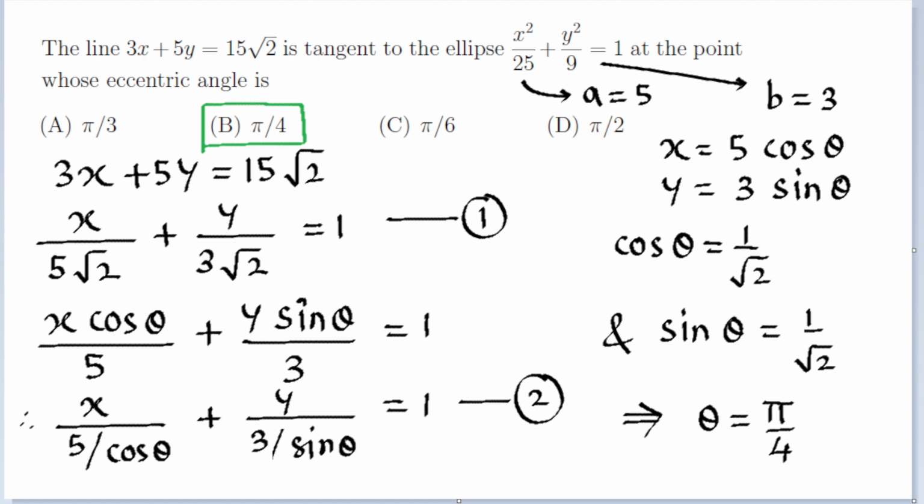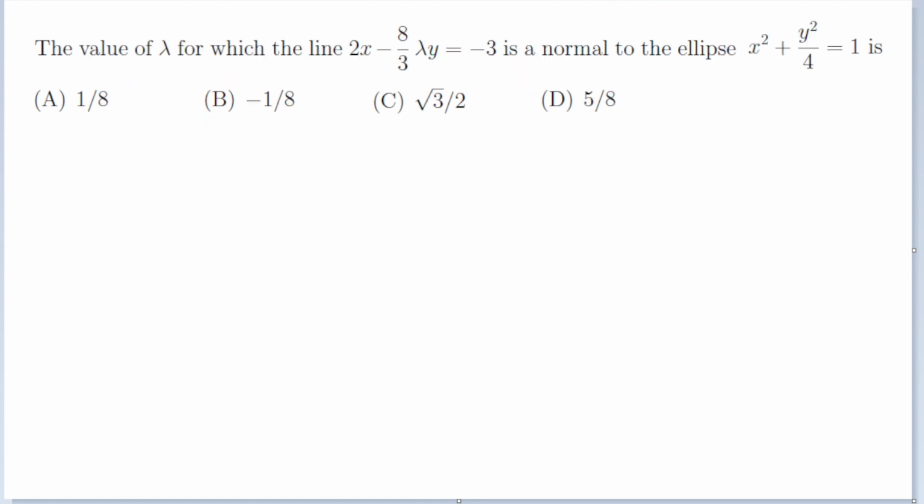Let's go to the next question now. The question says the value of lambda for which the line 2x minus 8 by 3 times lambda y equal to minus 3 is a normal to the ellipse x square plus y square by 4 equal to 1 is which of the following, right? So we have to find a particular value of lambda so that the given line is a normal. Now looking at the equation of the ellipse, we can easily figure out that the value of a is 1 and the value of b is 2, right? So that is given to us.